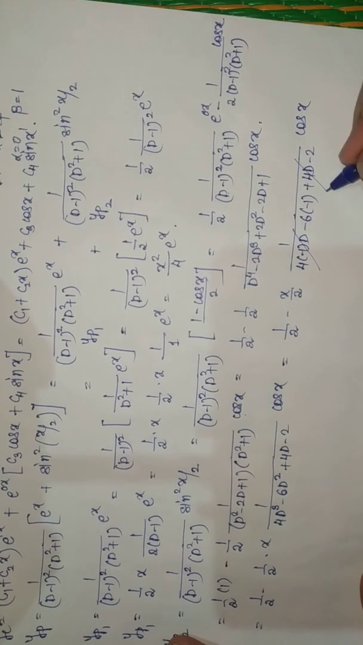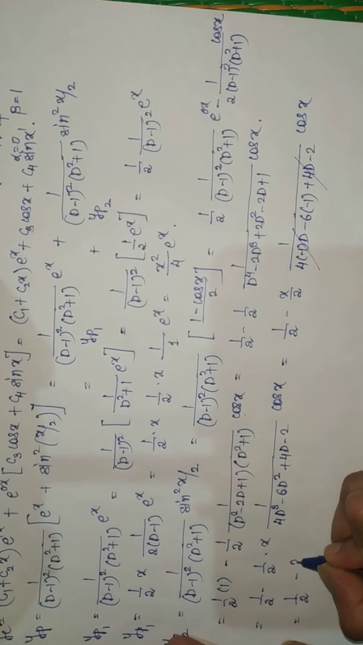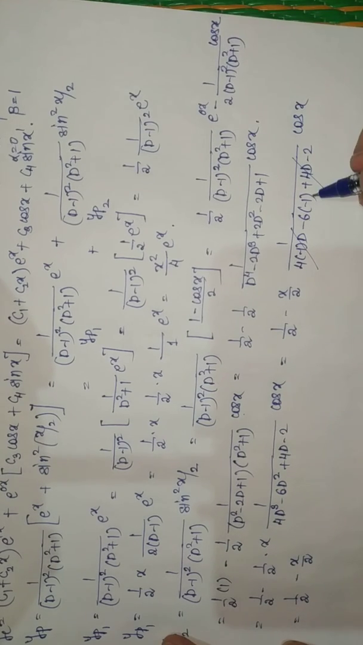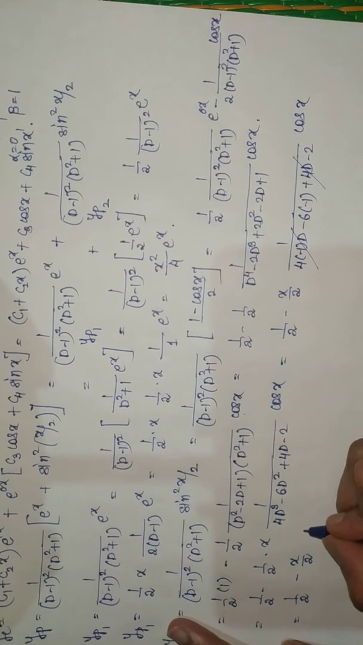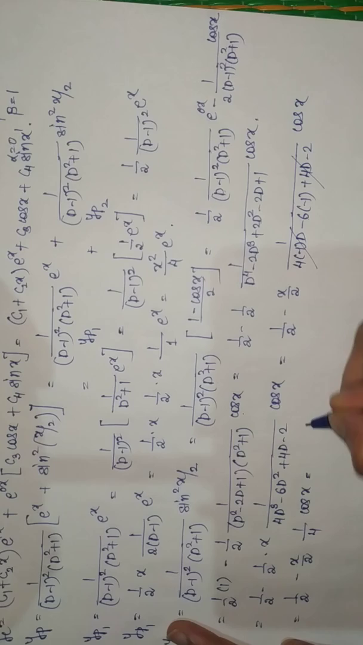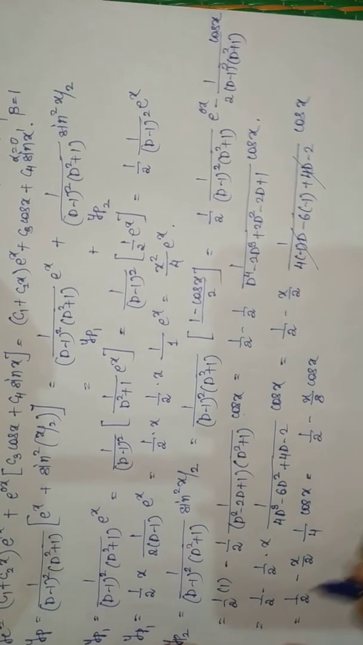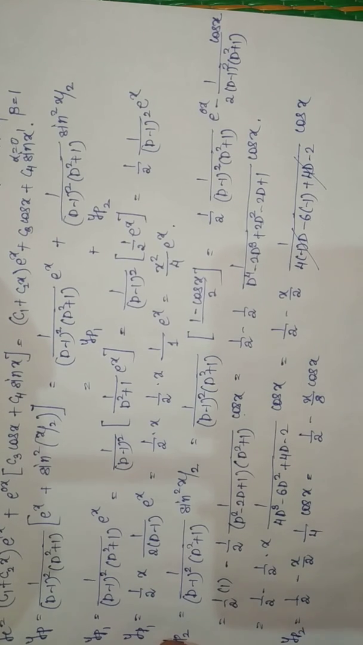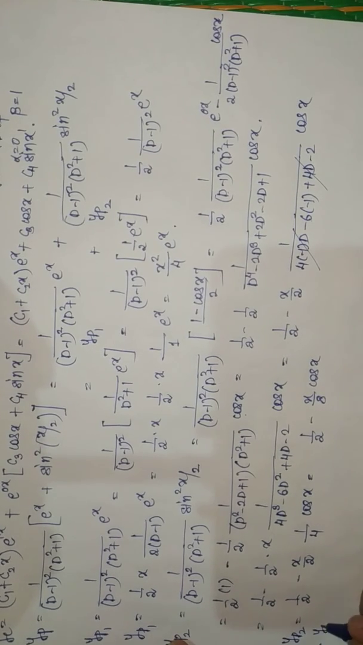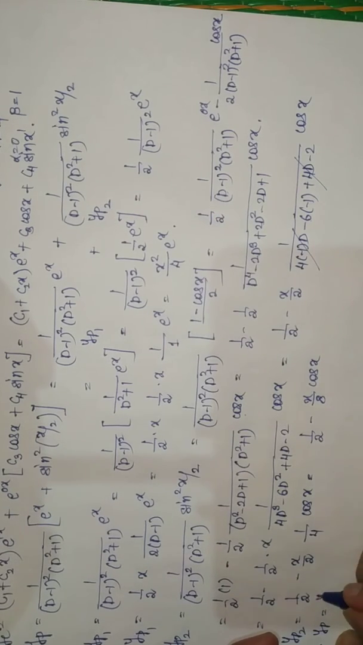So minus 4d plus 4d will be cancelled. The remaining thing is half minus x by 2, plus 6 minus 2, that is 1 by 4, cos x. So it is half minus x by 8 cos x, which is the required yp2. Therefore my required particular integral is yp1 plus yp2.